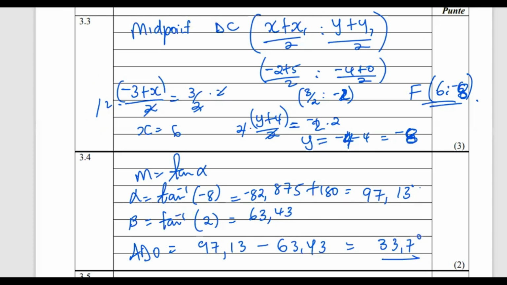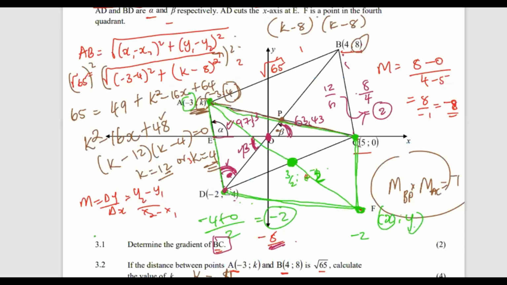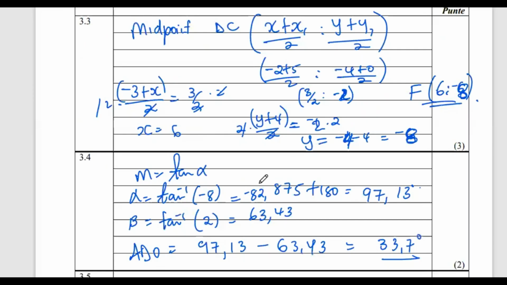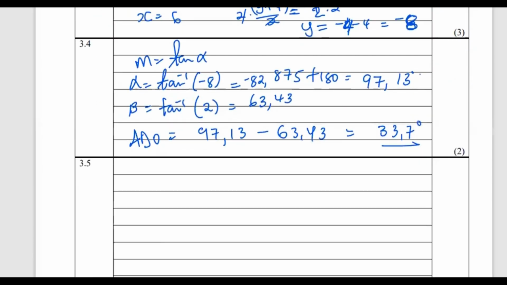Or is that 3.4? I'm just misaligning the questions. Guys, I'm sorry. That is 3.5. That is meant to be 3.5.